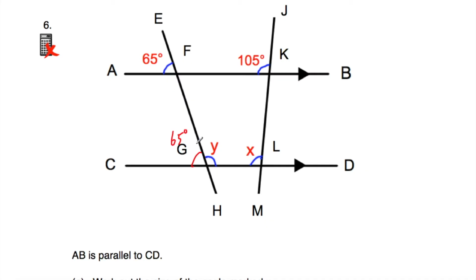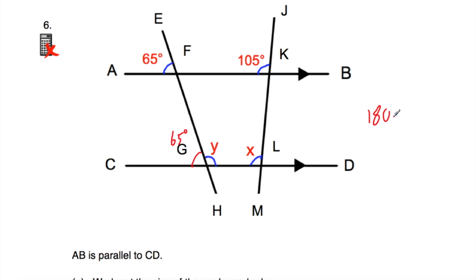If we look at these 4 angles and these 4 angles, the one on the top left and the one on the top left here, they're equal to each other because they're corresponding angles. And then this angle and this angle are in a straight line. So that means that if we take the 65 degrees away from 180 degrees, we'll find the size of the angle marked y. So let's do that.